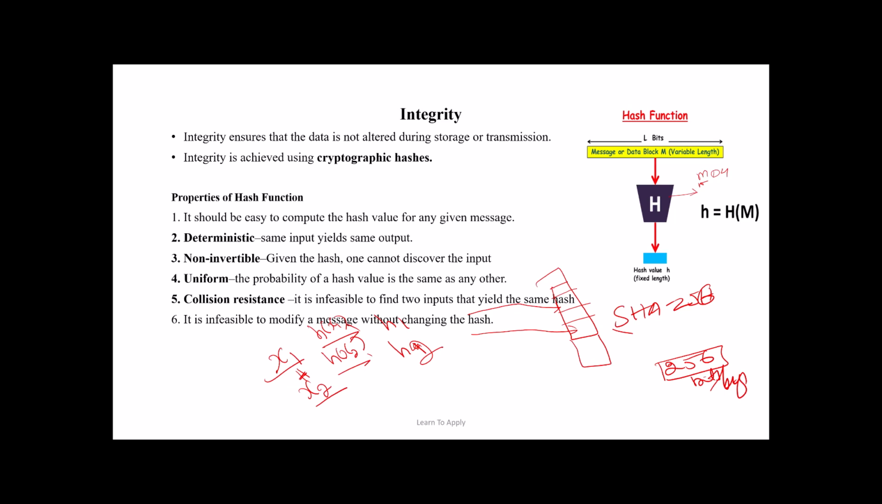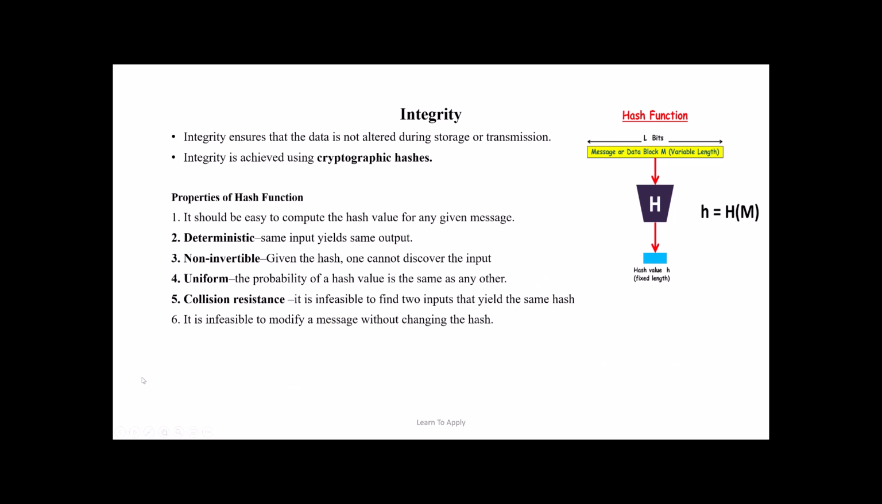One more property, and that is important. It is infeasible to modify a message without changing the hash. Again, if you have a message m and we get a hash value h1 if we take a hash of m, it is infeasible to modify message m to m dash and the hash remains the same. As soon as we try to change even a minor modification, like a dot or any comma in the message, it will produce a different hash, right? So it's practically infeasible to modify a message without changing the hash.